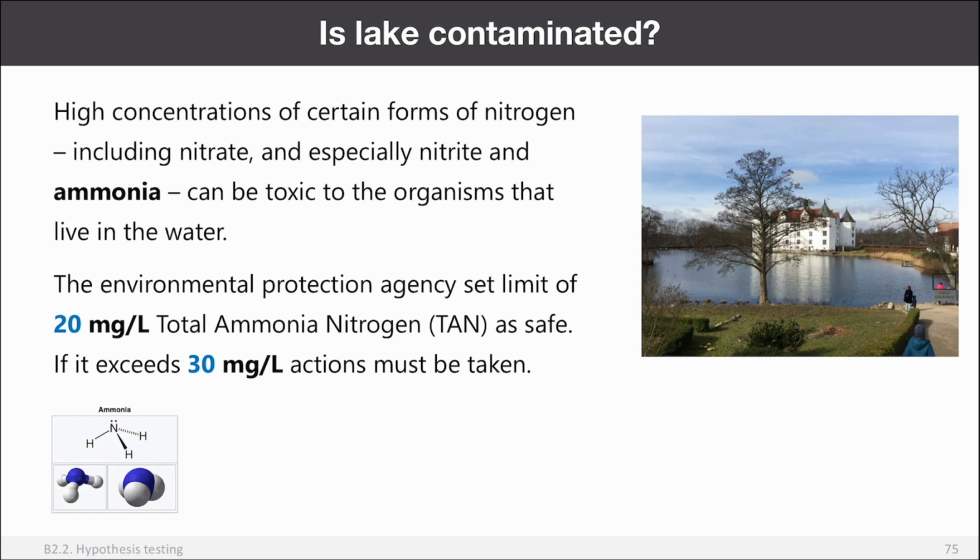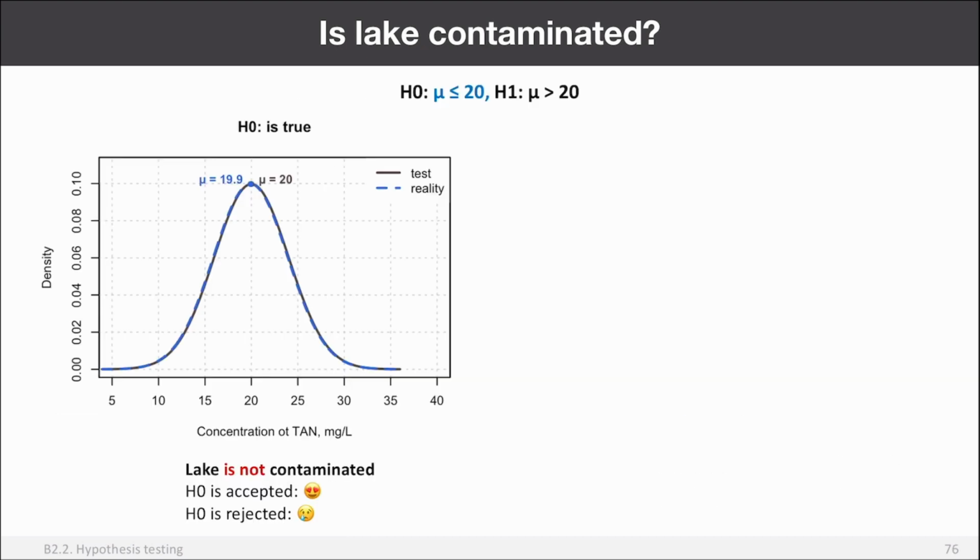So this is how ammonia looks like. And if you look into different environmental standards in different countries, of course, they vary. But we can say that in many countries, the limit is 20 milligrams per liter of total ammonia nitrogen. Okay, so that's how much nitrogen you have in the form of ammonia. And if it exceeds 30 milligrams per liter, usually some actions might be taken, for example, the cleaning of the lake.